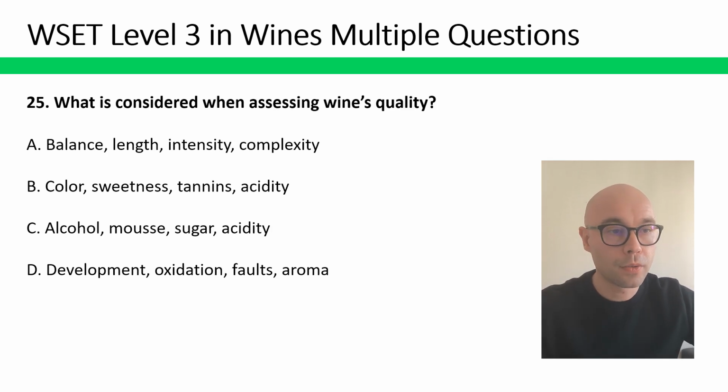What is considered when assessing wine's quality? Balance, length, intensity, complexity; color, sweetness, tannin, acidity; alcohol, mousse, sugar, acidity; development, oxidation, faults, aroma. The correct answer is A, balance, length, intensity, complexity, or BLIC system.